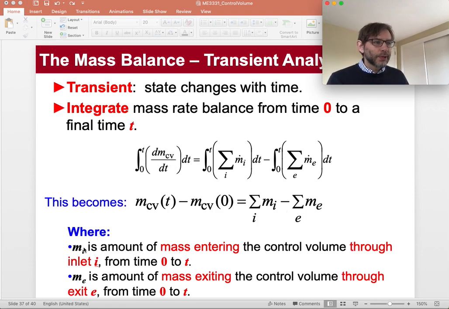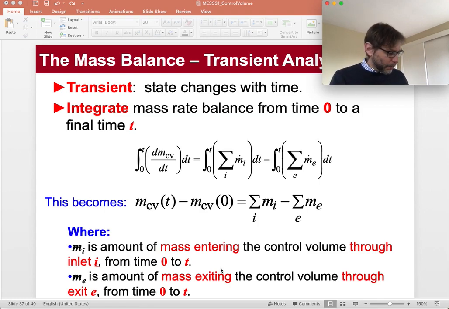This just says where m_i is the amount of mass entering the control volume. m_i would be inlet, not initial. And then m_e is the mass exiting the control volume through the exit e from time 0 to t. So all we're concerned about is the beginning and end state. Okay, let me just do an example.